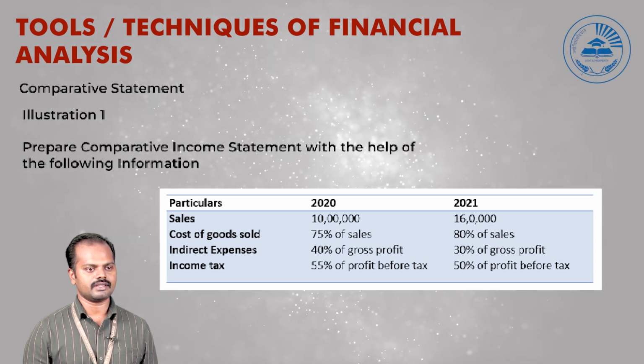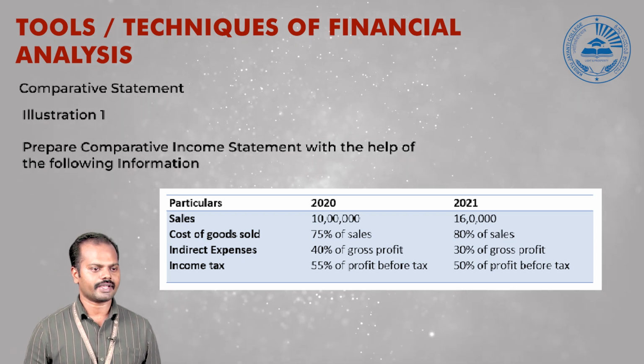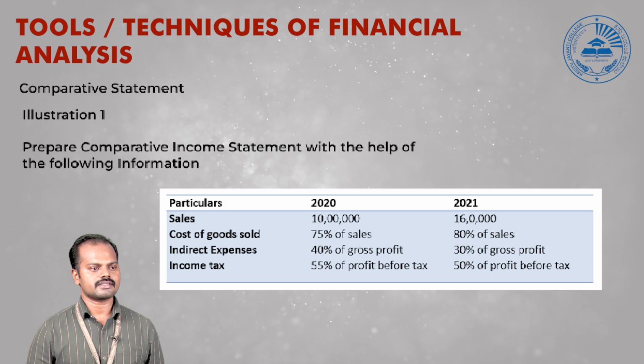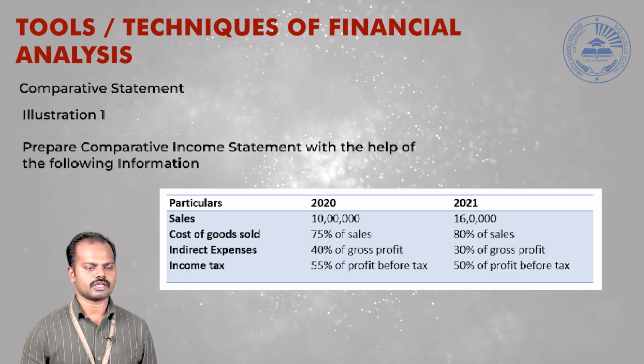In this question, it is mentioned in percentage. If it is directly given in the question, an amount we can take. So here, sales, if you subtract the cost of goods sold, we will get the answer, the gross profit.